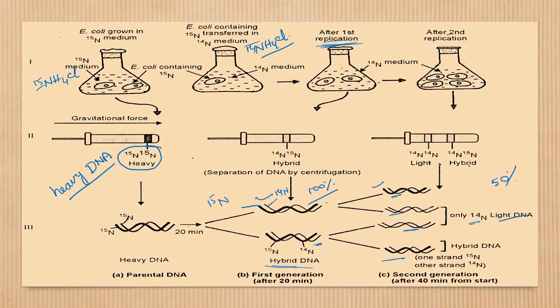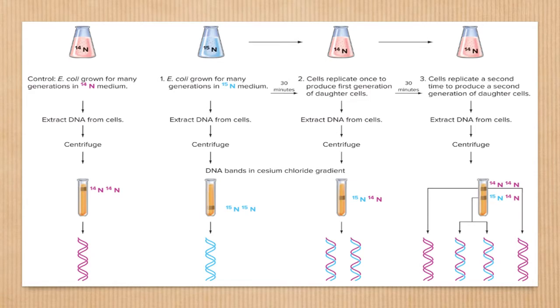So we are given one point now: the density of heavy DNA decreases as it goes on. If it is semi-conservative, generation after generation the density of this heavy DNA decreases. That indicates that it is semi-conservative. Here is the same representation again to understand properly. Here the first generation is 20 minutes, and it is given as every 30 minutes, but actually, as per our textbook, it is every 40 minutes.